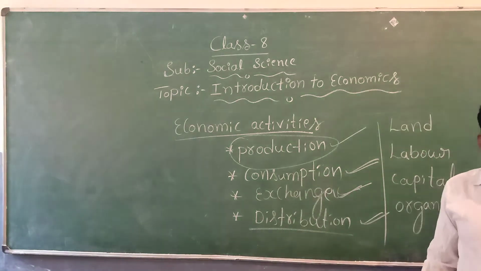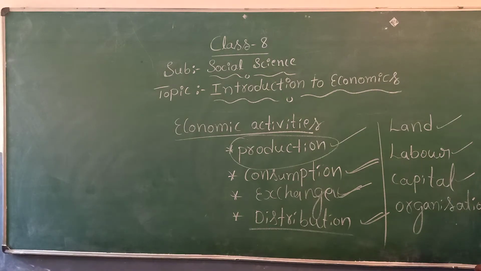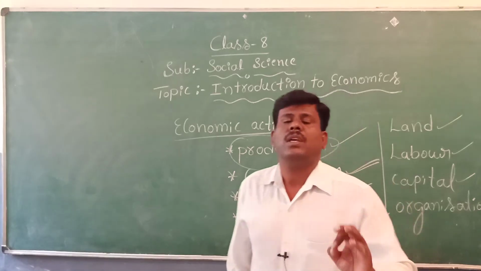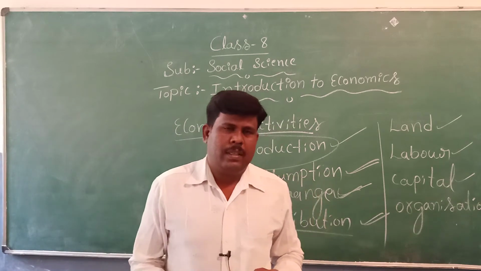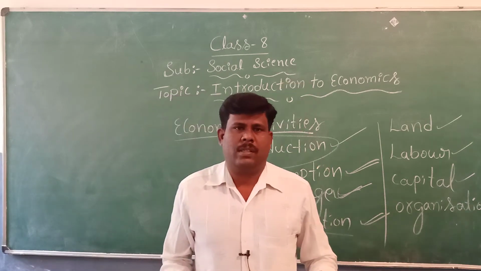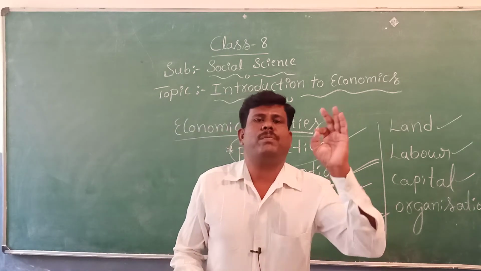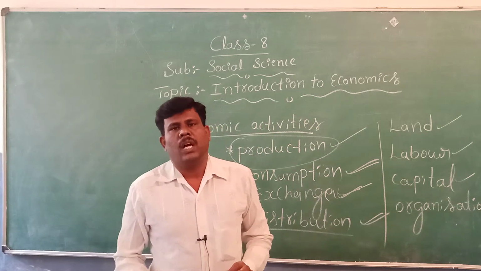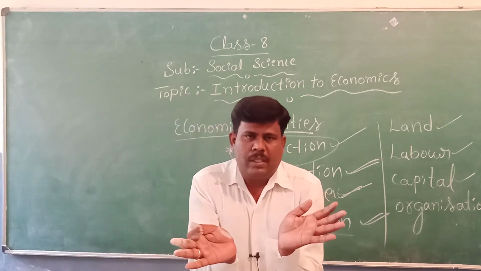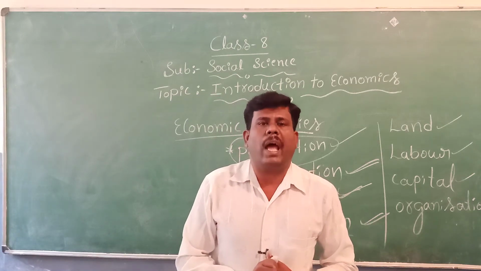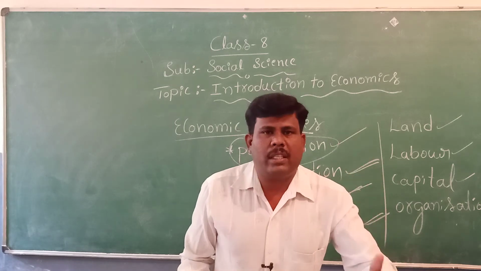These are all the factors of production: land, labor, capital, organization. Among these factors of production, profit is distributed. In the production process, the producer can determine the fixation of price on the good and the cost of the production. So all these activities are taken in the distribution activities. So these are called economic activities.